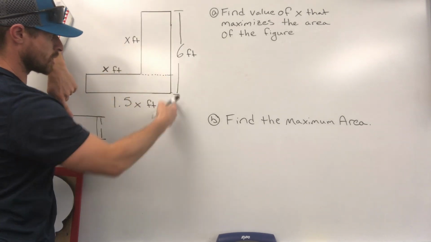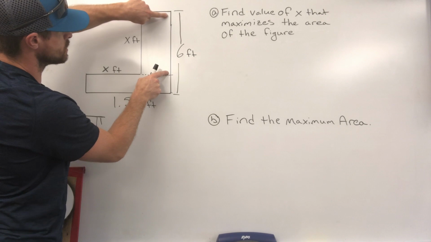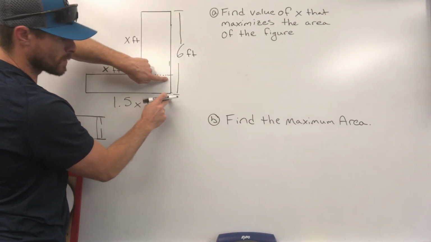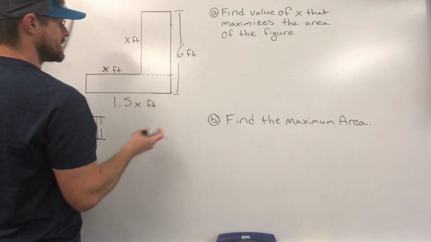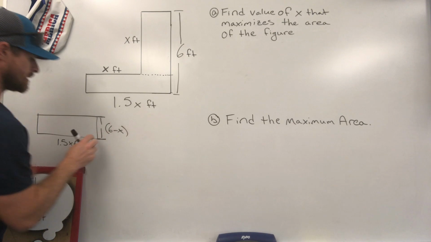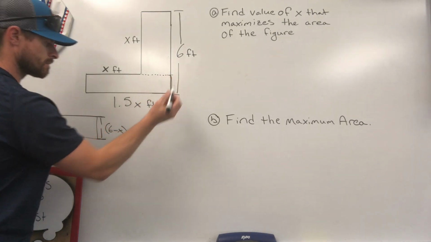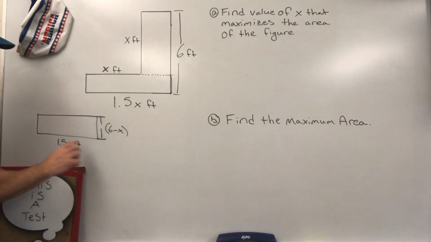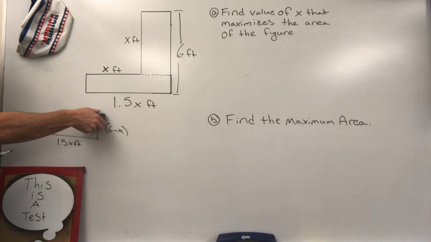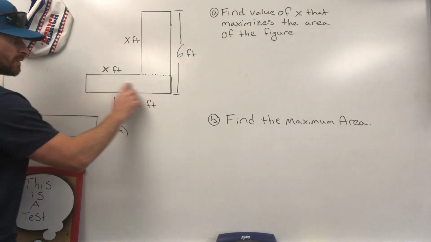So 6 is the total, but let's remove the x feet that we're not using. We're not using any of that, right? So we only want to be left with what's left over. So 6 minus x, right? 6 minus x would be this distance from here to here. Okay, so now that we've got a length and a width, we can just multiply those two together to find our area of this section of the figure.